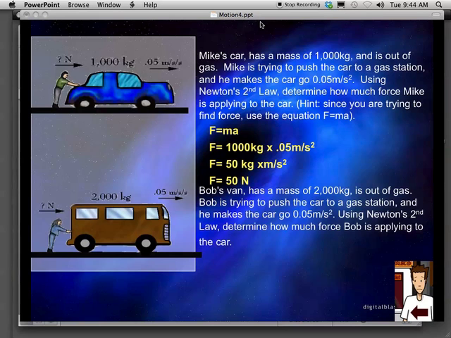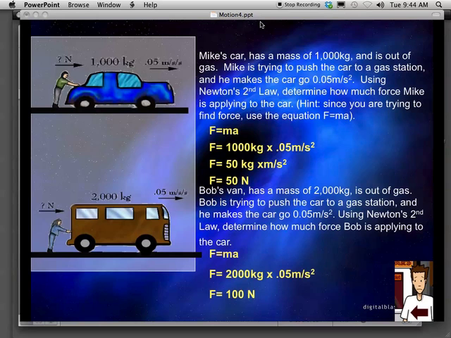Alright. Now let's look at Bob. The math should be easier. Bob's van has a mass of 2,000 kilograms. He needs to push it back to the gas station as well. What force would he have to apply? Just using some mental skills, you should know. Brandon, 100. Why did you say that? Because 2,000 times 0.05 is 100. Or you would know that the mass of the vehicle is twice as much, therefore he needs to exert twice the force to accelerate it.